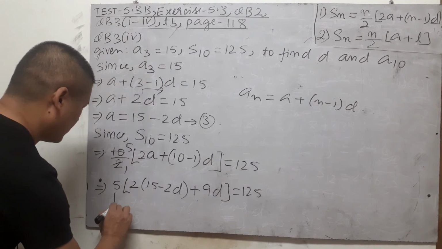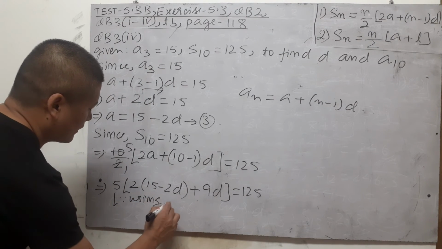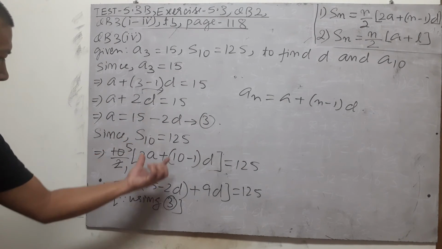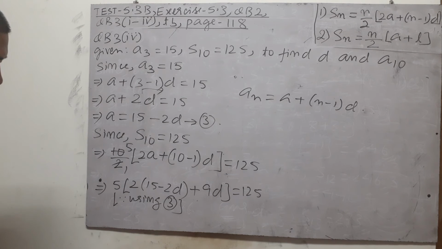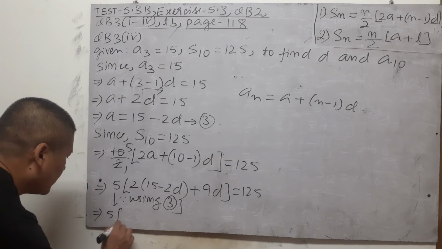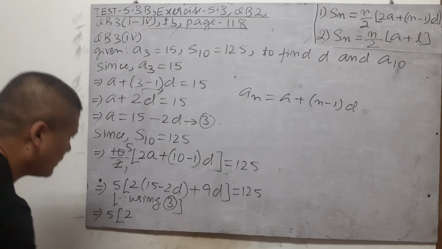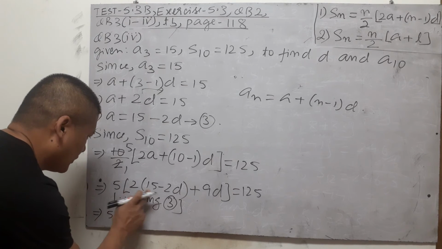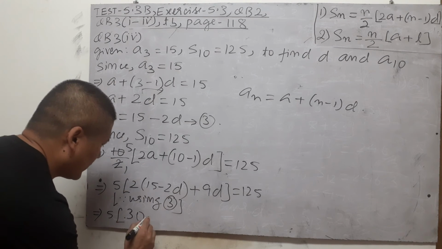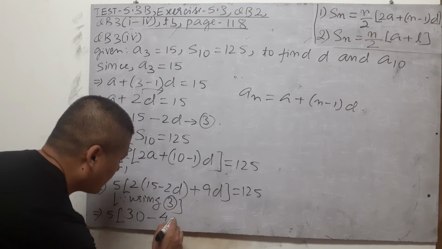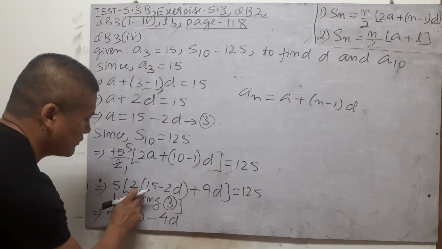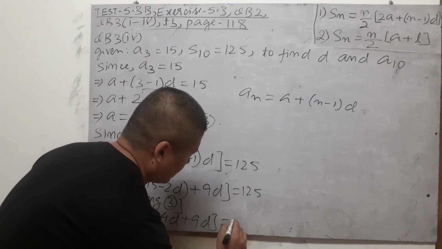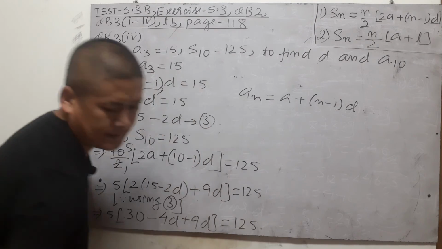125. Since we're using the value in equation 3, the a here in equation 3 is replacing the a here. Okay, I hope you're getting it. So that gives you 5 into 2 into 15. Let's just multiply it. Plus into plus, plus 2 into 15 is 30. Plus into minus is minus, 2 2s are 4d. When I multiply outside to inside, this bracket will be removed. Then here, plus 9d, close bracket, the third bracket is still there, equal to 125.